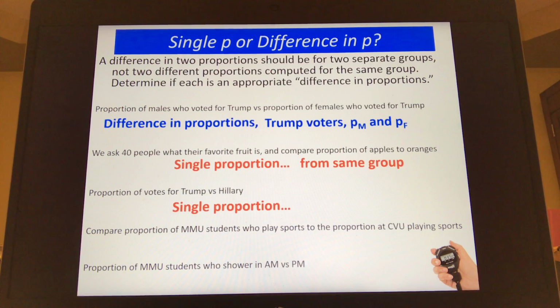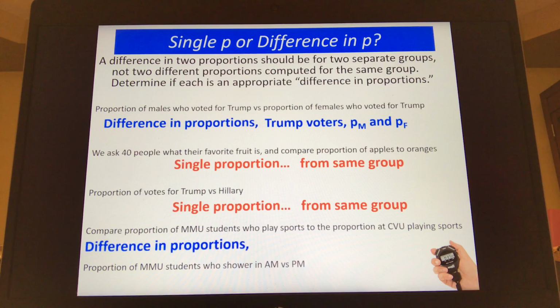The fourth one compares the proportion of MMU students who play a sport to the proportion of CVU students playing sports. So let's say 62% of MMU students play sports, and 53% of students at CVU play sports. That's two different proportions you're looking at. They are coming from two different groups. You're looking at MMU students, some percentage, and CVU students, some percentage. Some percentage of those students are athletes, or jocks, as they say, and you're comparing two different proportions for those. Hopefully that makes perfect sense.